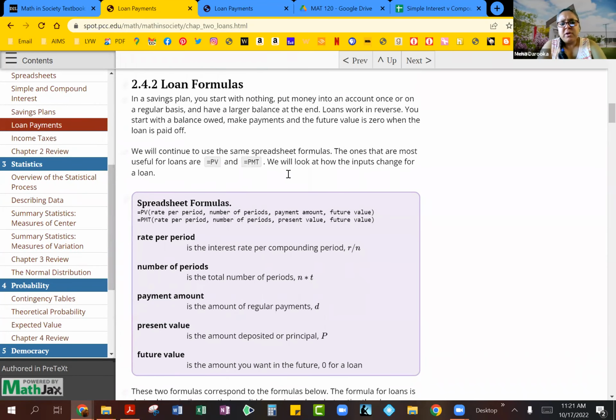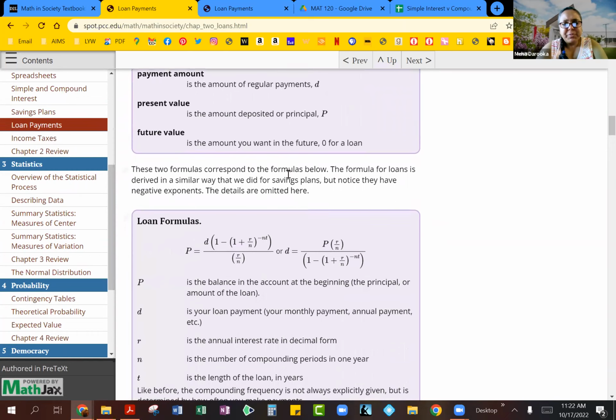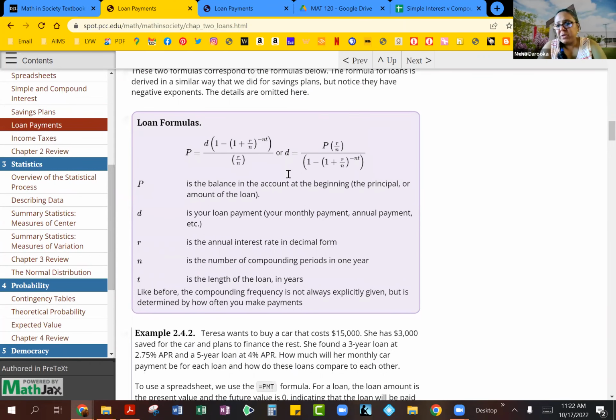The formulas that we are using in this section are the present value formula, the PV, and the payment formula, the PMT, and those are the built-in formulas that we have in your spreadsheets. And then these are the loan formulas that your textbook has, right? Depending on whether you are calculating the principal, the amount of loan that you will have, or your loan payment, and that can be in terms of whatever frequency you're paying the loan payments at.